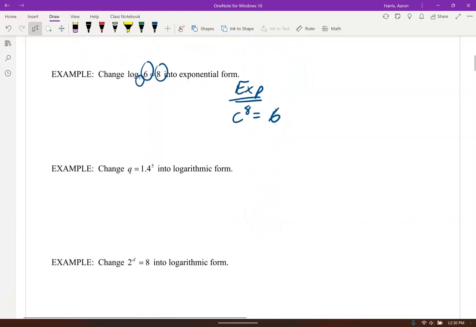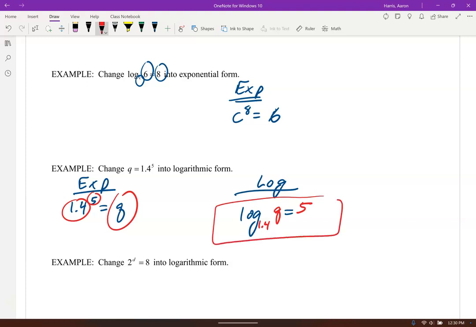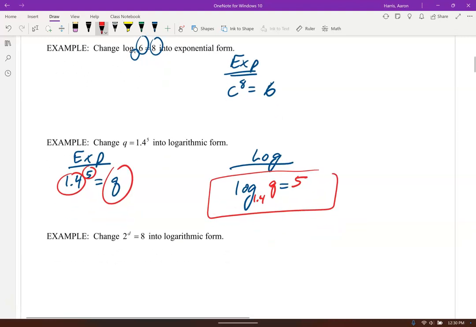Now this one's in exponential form. I'm going to write it this way, 1.4 to the 5th equals q. Let's put it in the logarithmic form. So what I do is I write the log, I write the equal, and how I remember it is I go 1.4 to the 5th equals the q. I put the q right there. And that's the logarithmic form. So log base 1.4 of q equals 5.